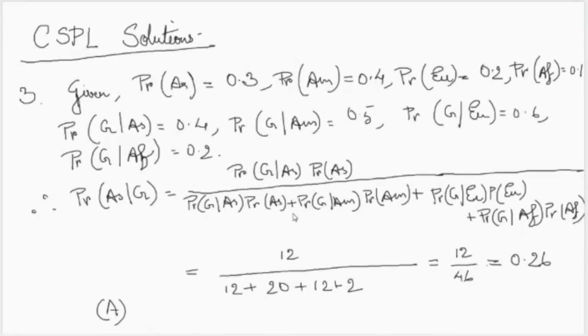Now we have to find probability Asian given girl, and for this we have to apply the Bayes theorem. So according to the Bayes theorem, probability Asian given girl is equal to probability girl given Asian into probability Asian, divided by the sum of 4 probabilities, which are probability girl given an ethnicity into probability of the ethnicity. I have simply entered the values, and after some simplification, probability Asian given girl comes out to be 0.26, which is option A. Okay, so that's the solution of the first question.